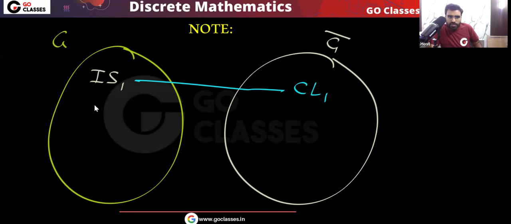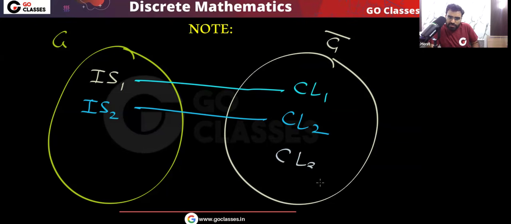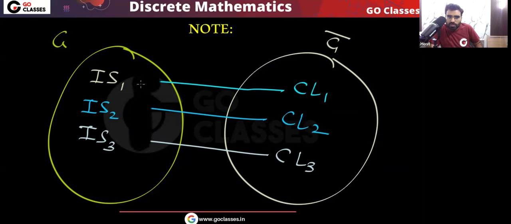Okay. So you can see whatever independent set you take, there is a corresponding unique clique in G complement. Similarly, whatever clique you take in G complement, there is a corresponding unique independent set in G. Okay, so again, there is a bijection here. Very simple. I hope you understood.